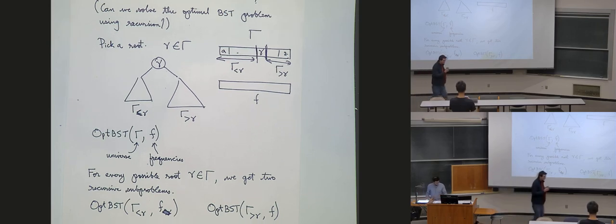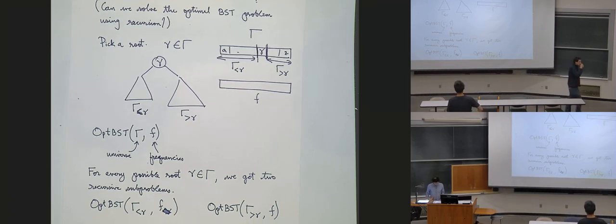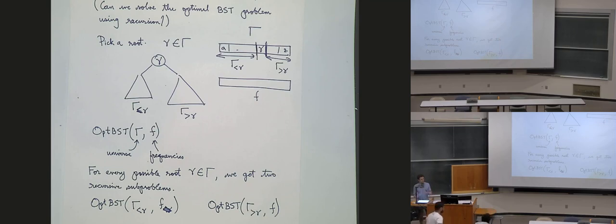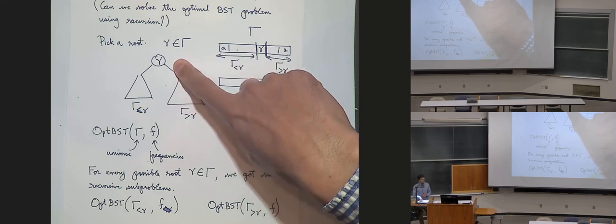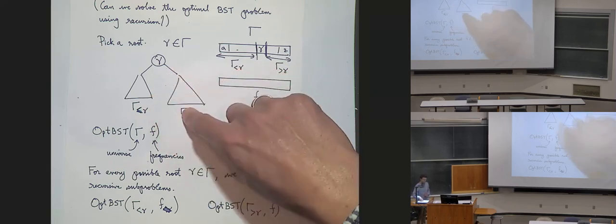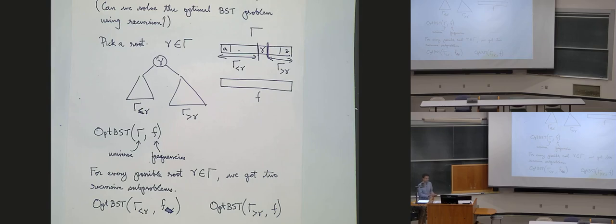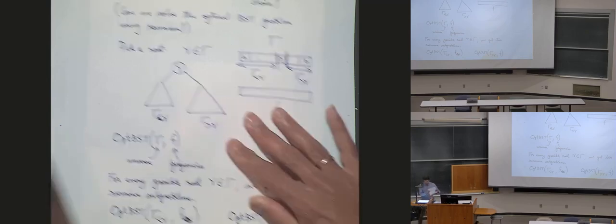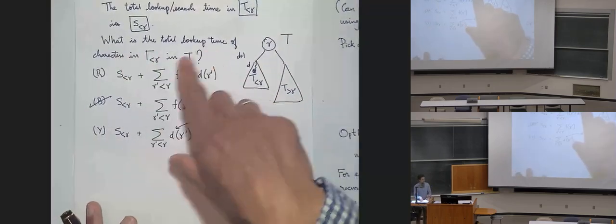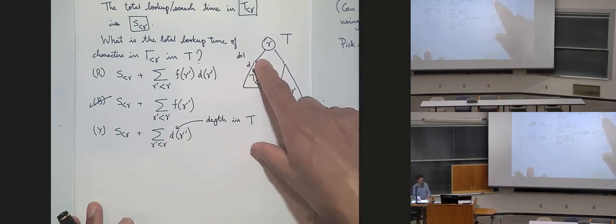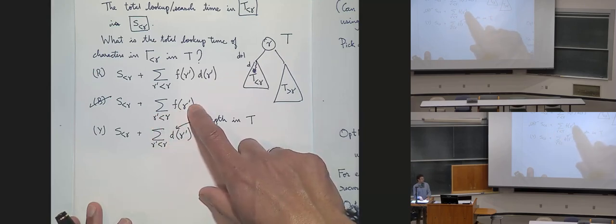Okay, let's continue. I feel that maybe this is getting more confusing than it needs to be. But does this make sense? Basically you're trying to find out what the root is. You have a recursive procedure that solves these. But given these, you have to figure out the cost of the overall thing so that you can minimize over all possible roots. So I'm going to write down this expression and then maybe things will start making more sense. I said the total lookup time of all the characters in the left part is whatever the optimal solution there is, plus the sum of frequencies of the left part.